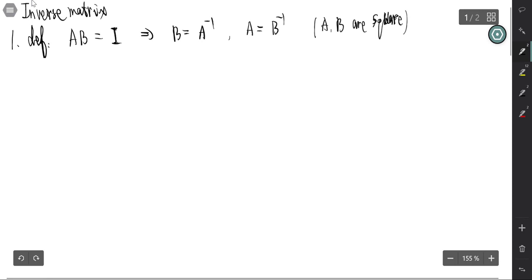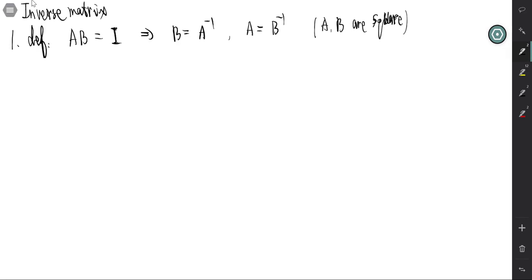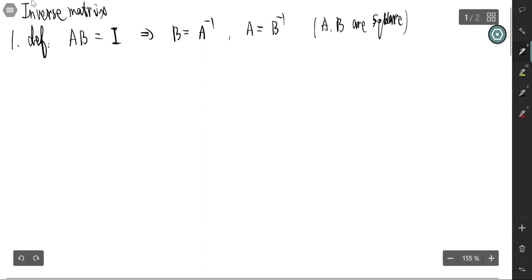Okay, that's the definition. Then there are two problems. The first one is how to find the inverse matrix, and the second is when a matrix is invertible. The first problem can be solved using this theorem, and we can use this theorem to find the inverse.